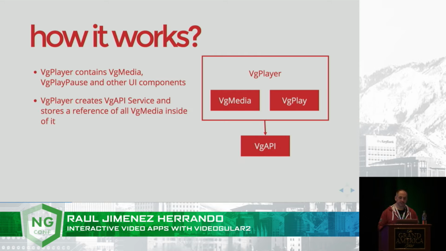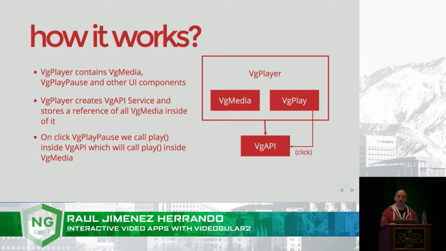And then the video player will create the API, and when you click on the play button, instead of calling the play method on VG media, you will call the API, and the API will make the call to the VG media. This is important because it allows us to do some crazy stuff that you will see later. Like for example, we can have two or three videos on the same player and play all of them at the same time.